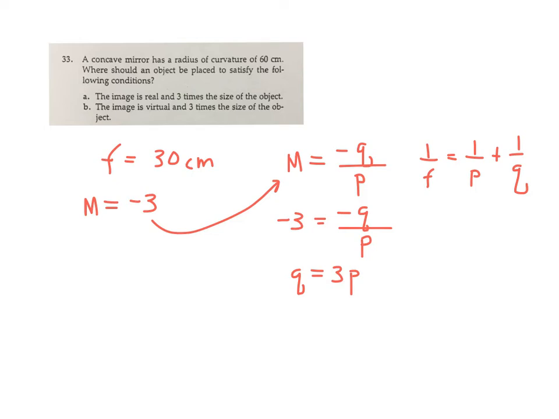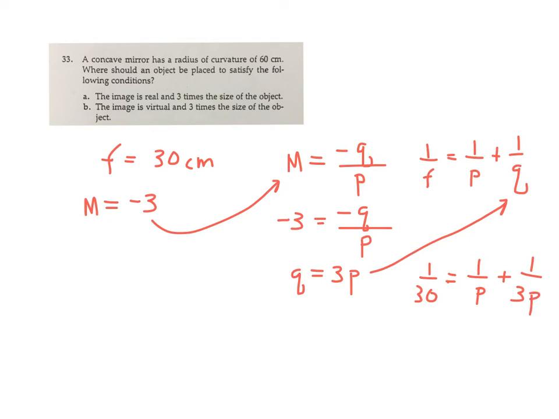All right, and then I'm going to take that and plug it in for Q. Plug that in for Q, and I know F is 30, so I'm going to have 1 over 30 equals 1 over P, object distance, plus 1 over 3P. Solve that equation for P.